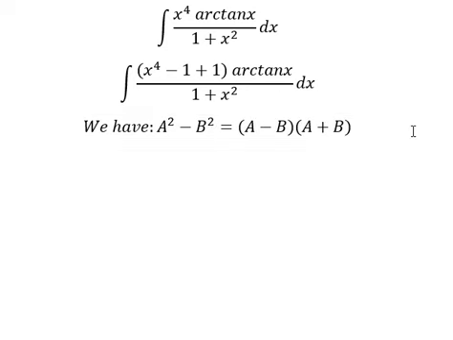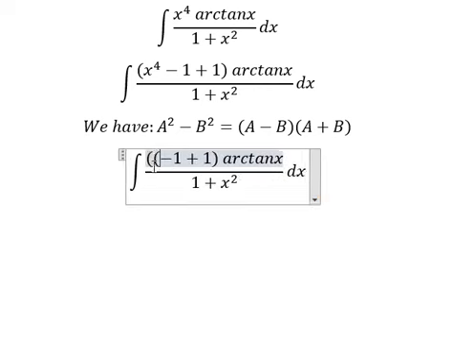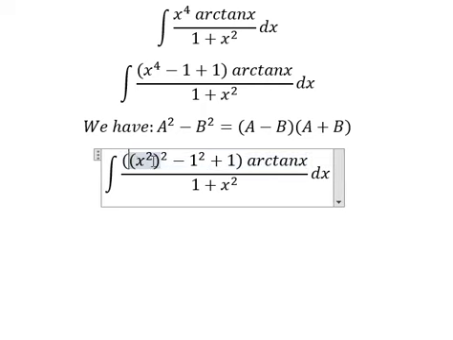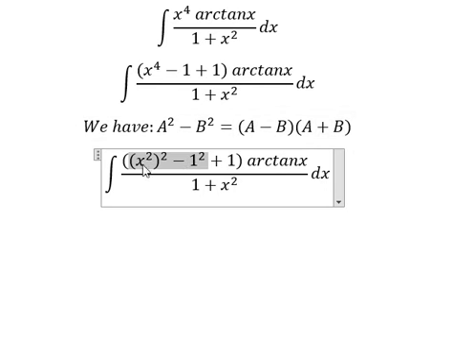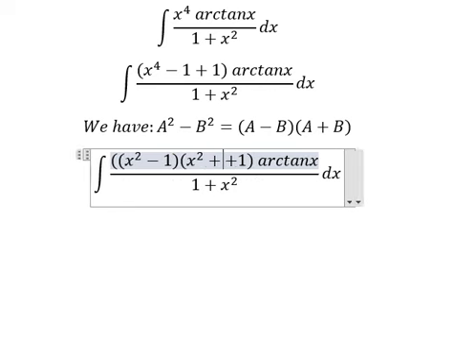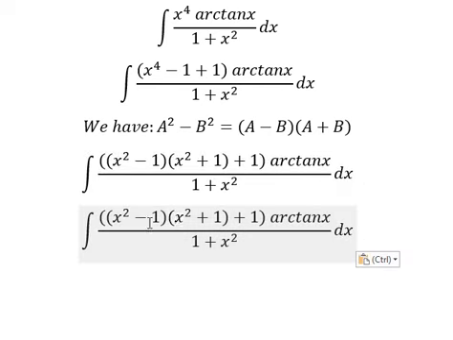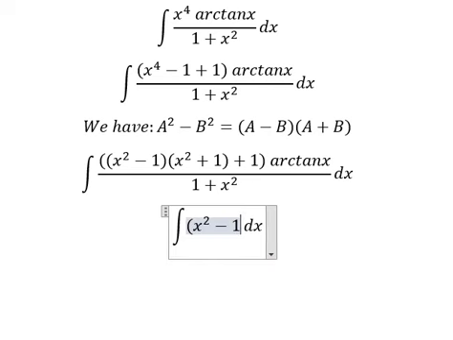So we know that s to the power of 4 is s squared, everything to the power of 2. And 1 is 1 squared. Now we need to transform this one into this one, and we have s squared minus 1 multiplied by s squared plus 1. And now this one divided by this one, we have 1, and now we just have it like this.